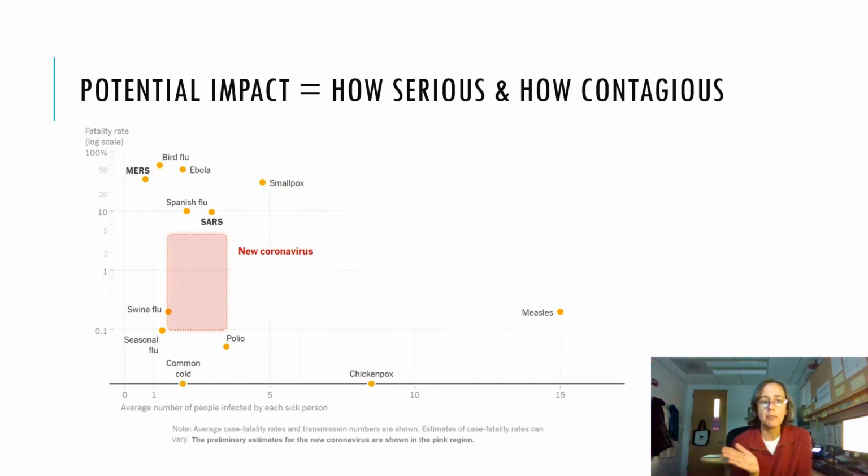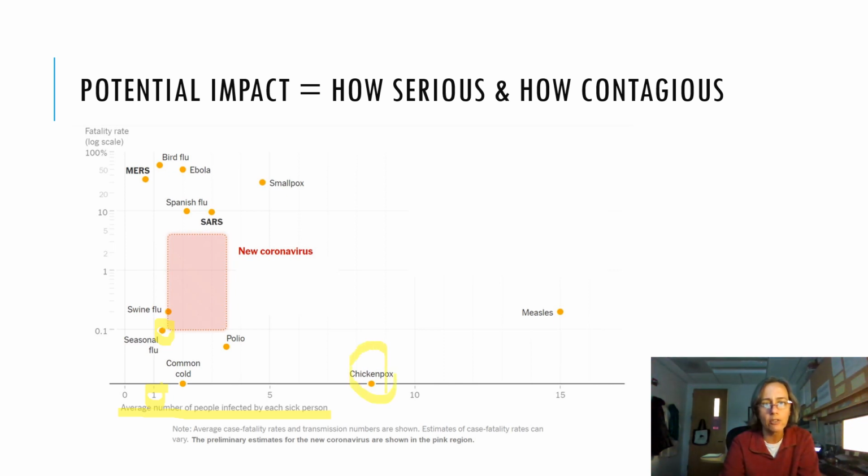So again, when we're looking at potential impact, how serious the disease is, what's the case fatality rate, what proportion of people get hospitalized, have long-term complications, and then how contagious it is, how rapidly and to what extent it can spread through the population. So this chart is looking at R0 on the bottom, so average number of people infected by each sick person. So down here, R0 of 1. So seasonal flu, on average, most people transmit it to like 1.2 people. So it doesn't tend to spread very quickly, but it still gets there, right?